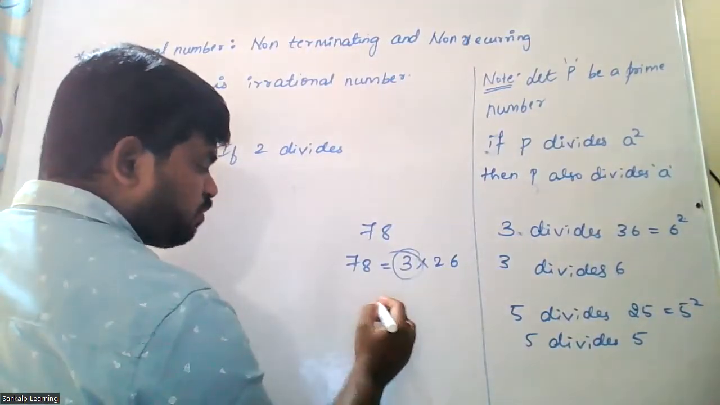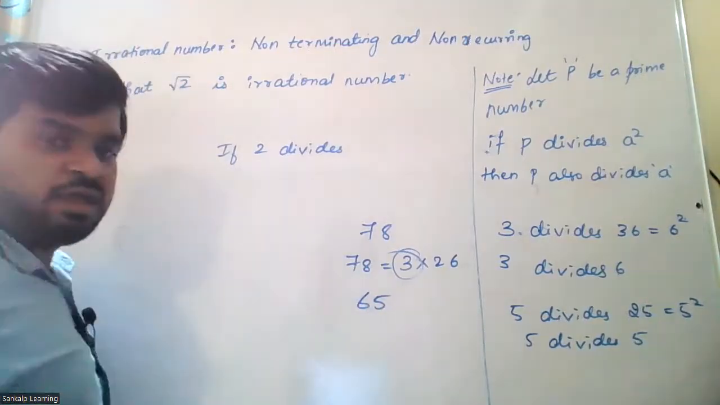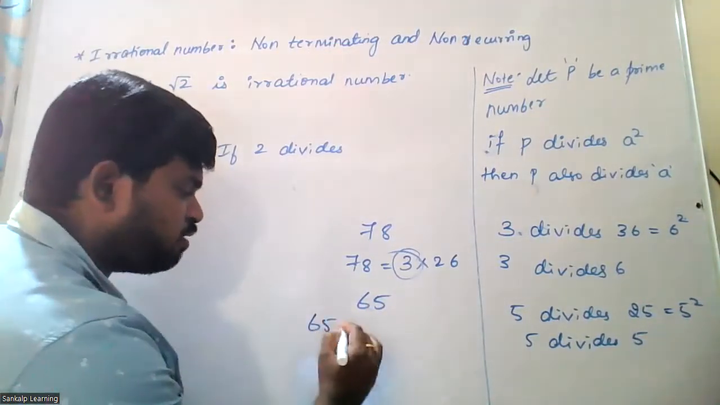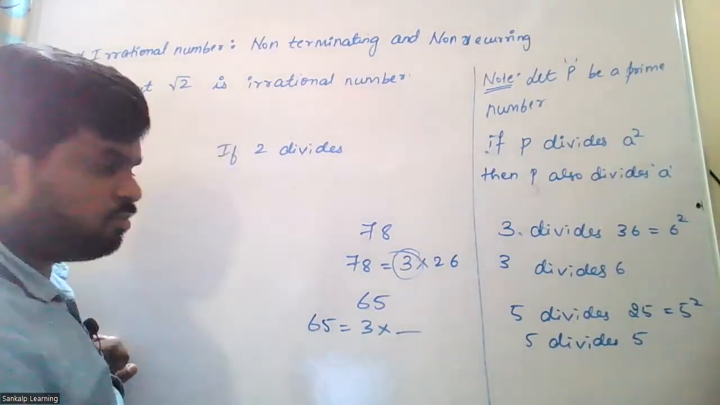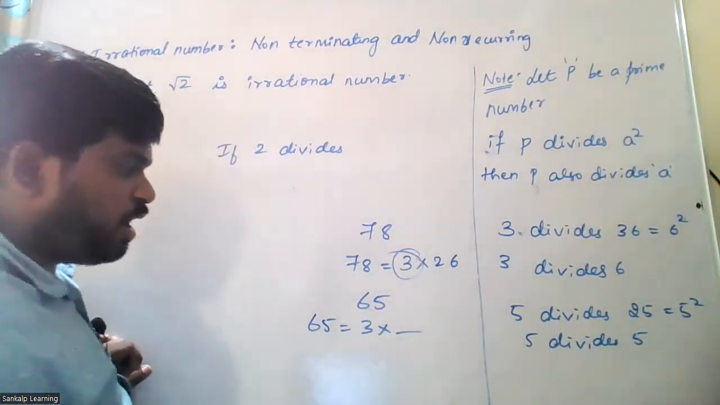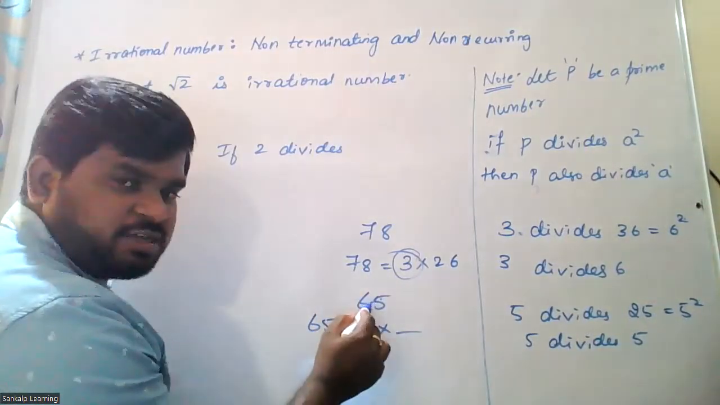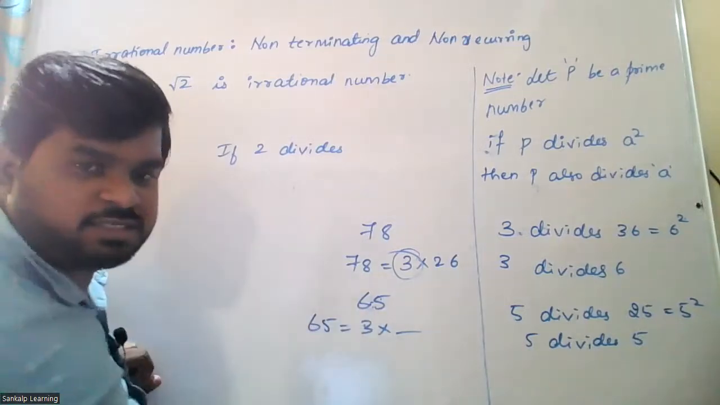Okay. Or let's take 65. Is it divisible by 3? No, because 65, you cannot write it as 3 into something. Any number you take, it's not possible at all. That is why 65 is not divisible by 3. In other words, this 65 is not a multiple of 3. In the 3 tables, you won't get this 65.